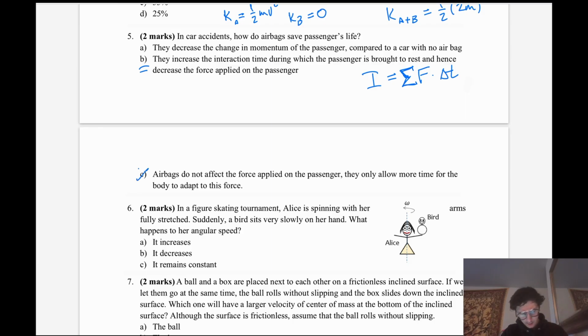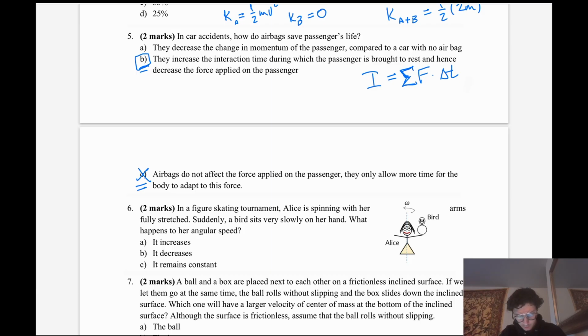Airbags do not affect the force applied to the passenger. This one is automatically whack, because why would we have airbags if they do not affect the force applied? They only allow for more time for the body to adapt to this force. Ooh, actually, I don't know. This one's interesting. They decrease the change in momentum of the passenger compared to the car with no airbag. They increase the interaction time during which the passenger is brought to rest and hence decrease the force applied to the passenger. Maybe this one.